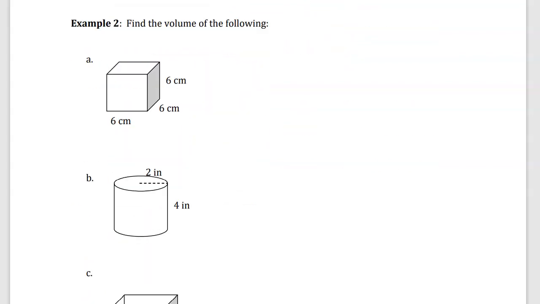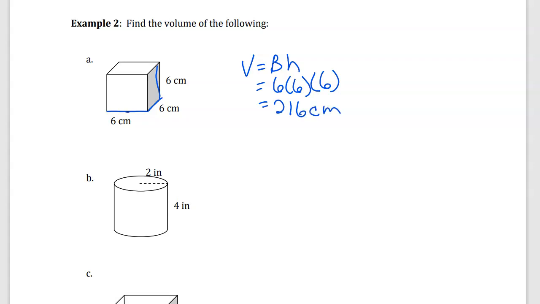So we find the area of our base, and then we multiply it by our height. So let's look at the following examples. This cube. Well, the volume is going to be the base times the height, which the base is 6 times 6, and our height is 6. So 6 times 6 is 36, times 6 will be 216, and in this case it will be centimeters cubed, because I have 1, 2, 3 sets of centimeters that I've multiplied together.